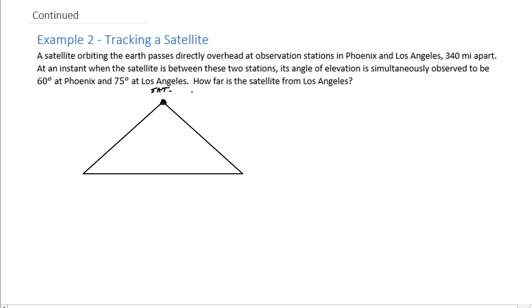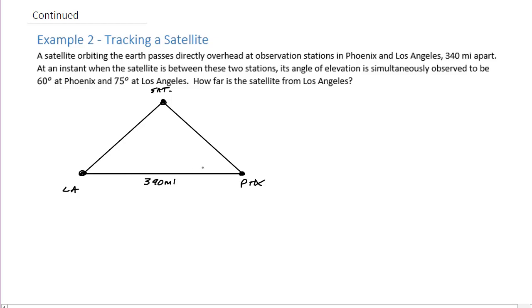And it looks down at two places. It looks down at Los Angeles, and it looks down at Phoenix. All right, I'll just write that for those. Okay, and Los Angeles and Phoenix are 340 miles apart. At an instant when the satellite is between those two stations, its angle of elevation is simultaneously 68 from Phoenix and 75 from Los Angeles.